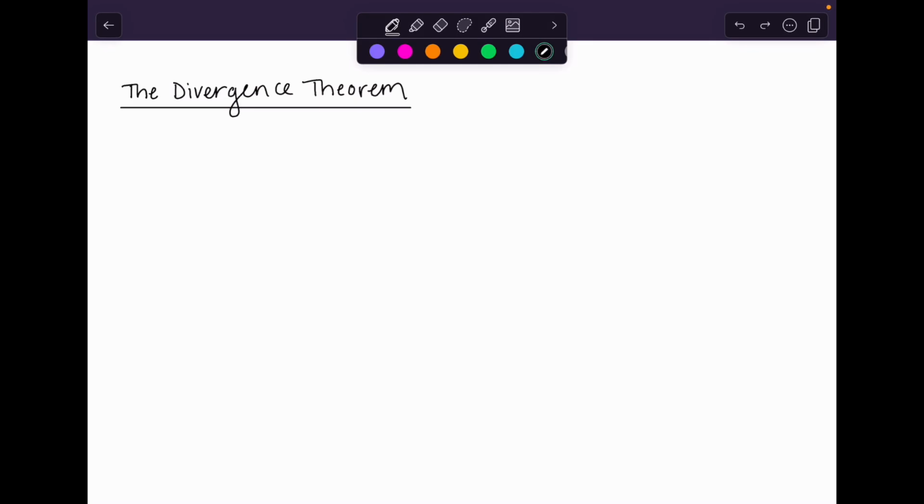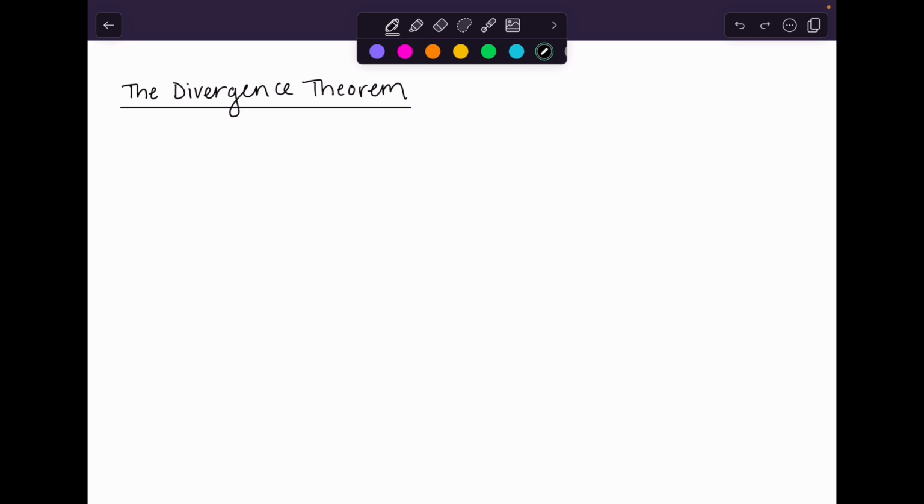So in this section, we're going to go through the divergence theorem. Kind of like we have Green's theorem as another way to evaluate line integrals, the divergence theorem is going to be another way that we can evaluate surface integrals. And so we know there's going to be some connection between the surface integral and something else.